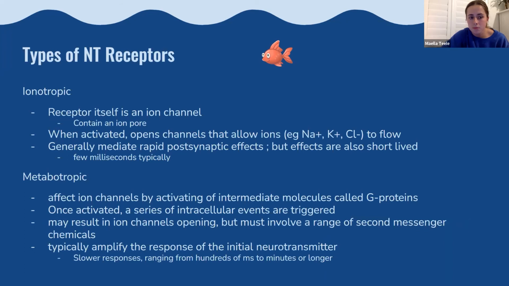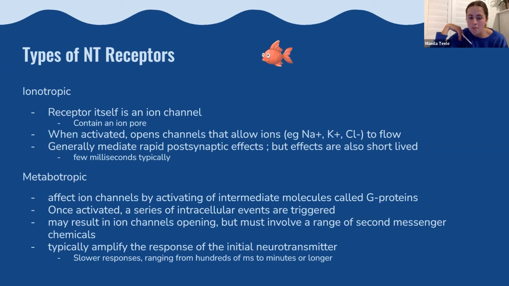Next slide. So the types of receptors that you can have are ionotropic and metabotropic. Ionotropic receptors are an ion channel themselves. When they're activated, they open channels which allow ions to flow into the cell and generate the new action potential. It's generally pretty fast postsynaptic effects because the ions can flow straight through these channels, but the effects are also very short-lived, only lasting a few milliseconds. They're good to very quickly spread the next action potential.